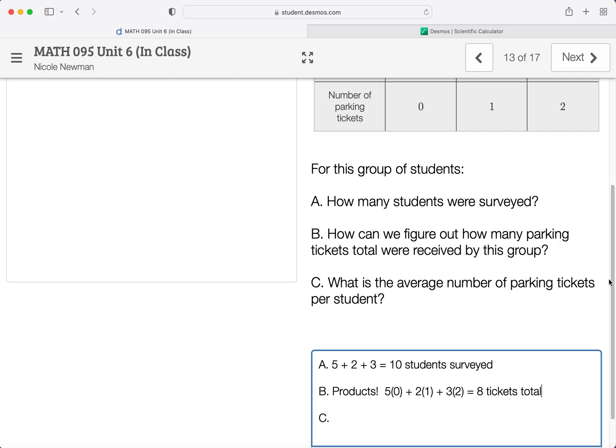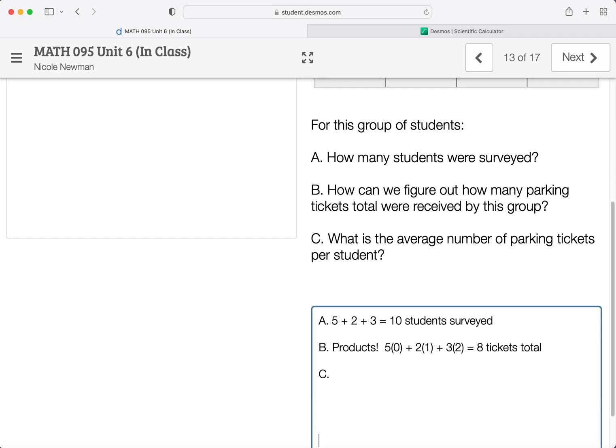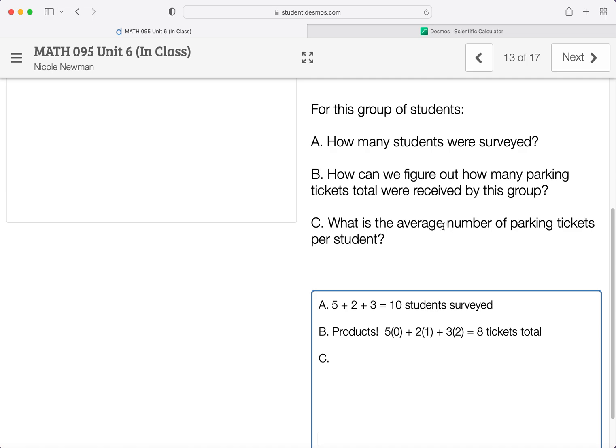And then finally, what's the average number of parking tickets per student? Well, this is a different kind of use of the average. We would want to have the total parking tickets and then divide by the total number of students. So we have 8 tickets altogether. And if we divide by 10 students altogether, this would give us 0.8 tickets per student on average.